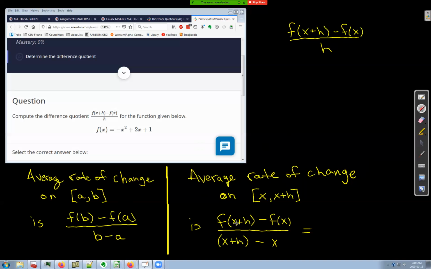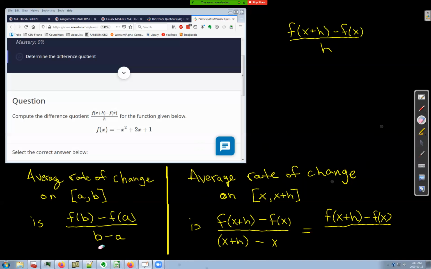And so you don't try to cancel those x's or anything, because that's illegal, because the function has to go first. So there's nothing that can be simplified in the numerator. The numerator is just going to be f of x plus h minus f of x. But the denominator can be simplified because these parentheses aren't really doing anything.